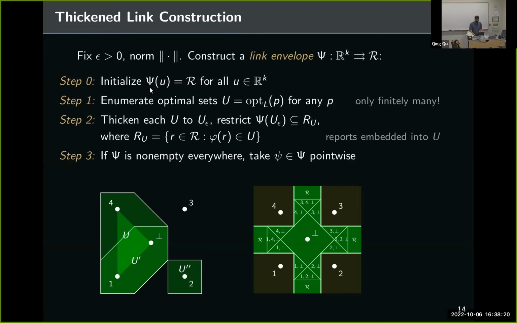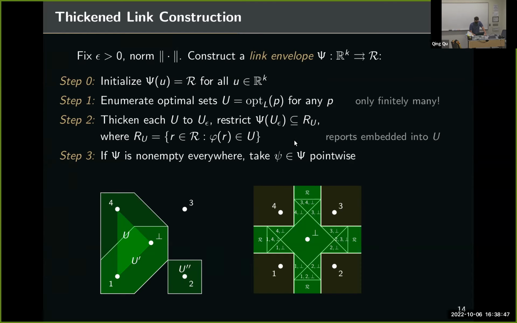Oh, sorry. So you initialize the link envelope to be everything. What we're going to do is impose constraints on the link function so that it's enforcing this separation. I go through all these optimal sets for the surrogate, and I thicken them by epsilon. So here, this triangle is an optimal set, and here's the thickened version.